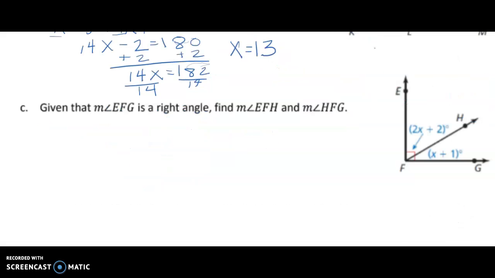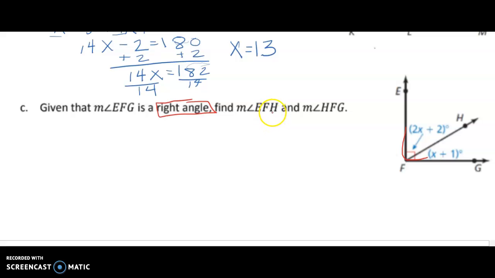All right, now I want you to read through C and try to figure it out on your own, try to set it up and solve it on your own, and then we'll go over it. All right, so hopefully you were able to figure this out on your own. Let's go over it so you can see how you did. So first thing we want to do is read it. So given that measure of angle EFG is a right angle, find the measure of angle EFH and the measure of angle HFG.